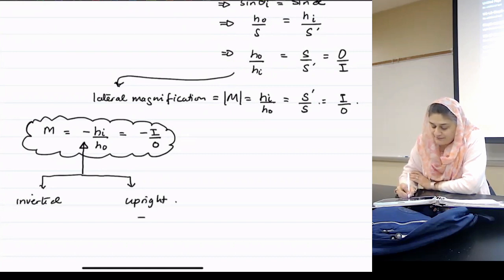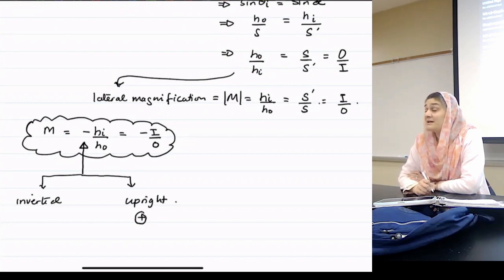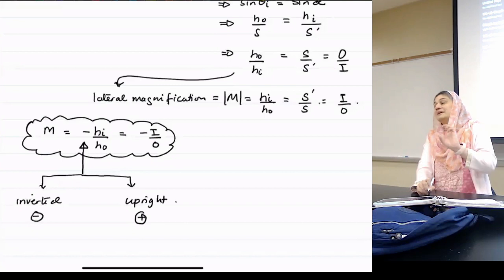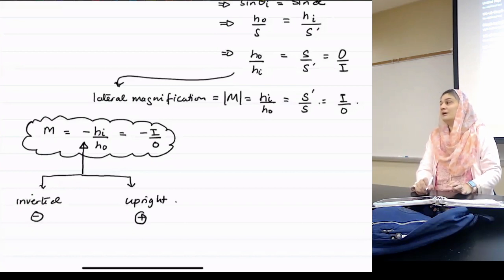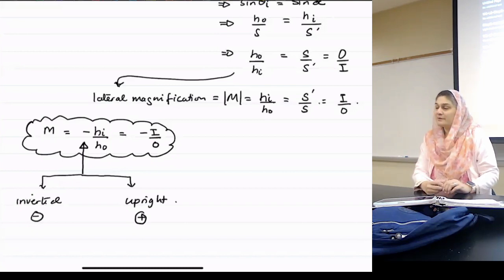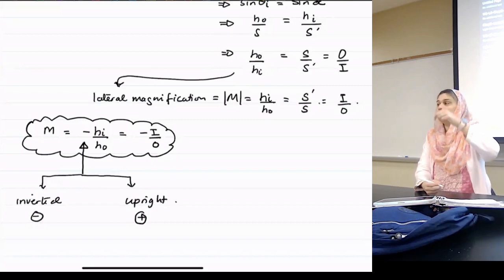So when you have a positive magnification, it tells you that the image is upright with respect to the object that you have. When it is negative, it tells you that it is inverted with respect to the object that you have. Doesn't tell you whether it's real or not. It just tells you inverted or upright.